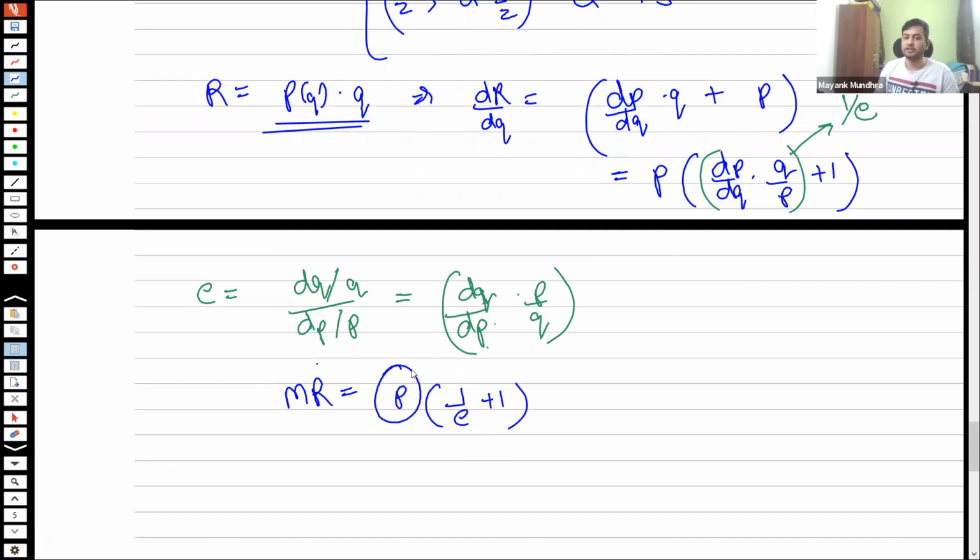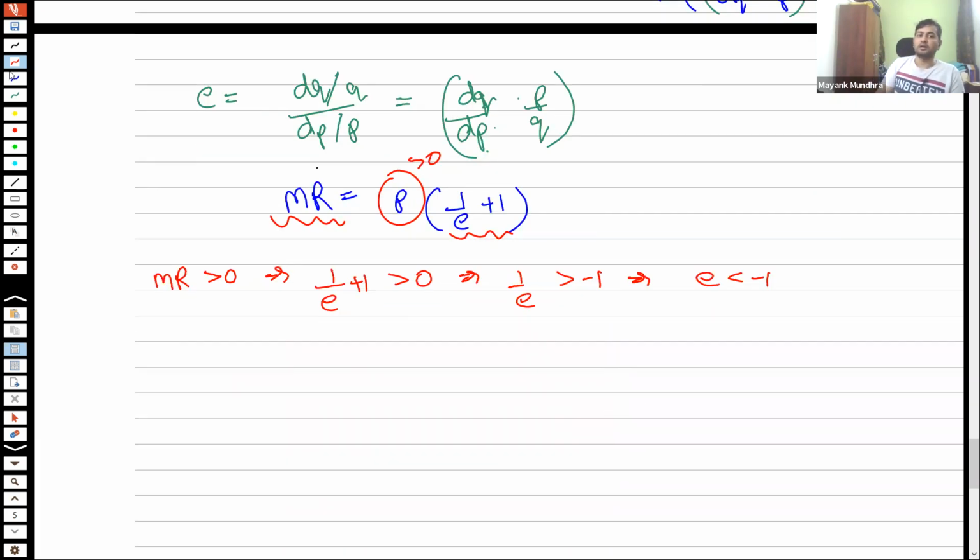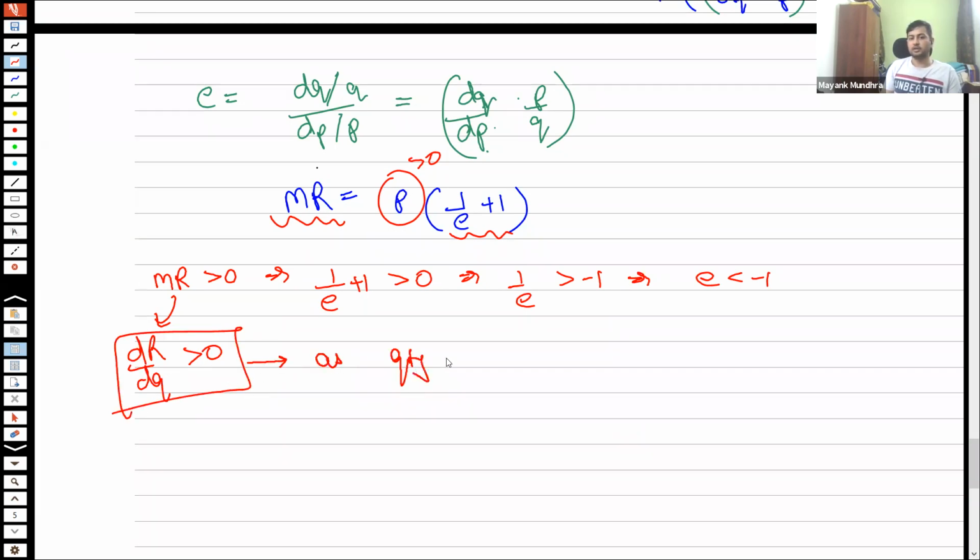Now price is always positive. So the sign of this thing depends on the sign of this. So if 1 by E plus 1 is greater than 0, then you will have marginal revenue greater than 0. Which implies 1 by E is greater than minus 1, which implies E is less than minus 1. Now, marginal revenue is nothing but dR by dQ, that is positive. dR by dQ positive means that as quantity increases, revenue increases.